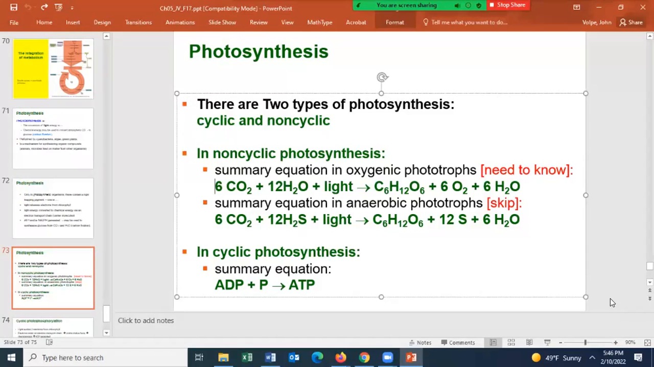All photosynthetic organisms can engage in both cyclic and non-cyclic photosynthesis. If the cell needs ATP, like a green plant cell, it will engage in cyclic photosynthesis. But if the cell wants glucose, it will engage in non-cyclic photosynthesis.